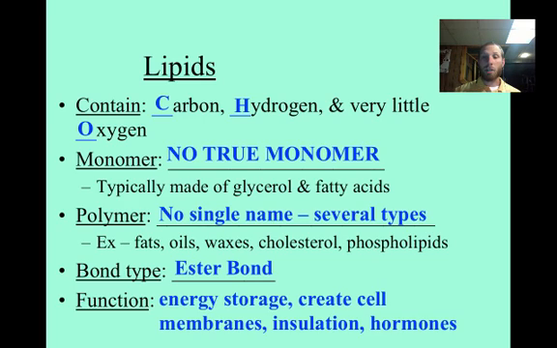They actually create cell membranes, as I mentioned with the phospholipids. They're used for insulation, the blubber of whales, for instance. And lipids are also used to make certain hormones, that can be used to control cell processes and for cell communication.